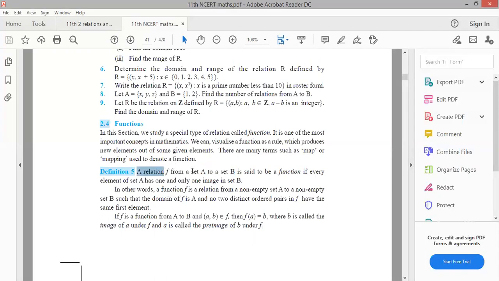So a relation f from a set A to set B is said to be a function if every element of set A has a unique image in set B. There are two most important points in this definition. One is every element of set A, and that should have a unique image in set B, that is one and only one image in set B. Such types of relations are called functions.